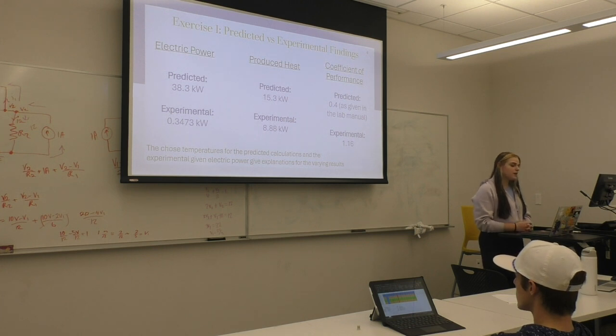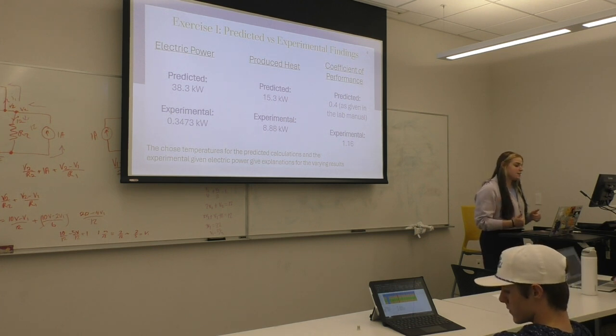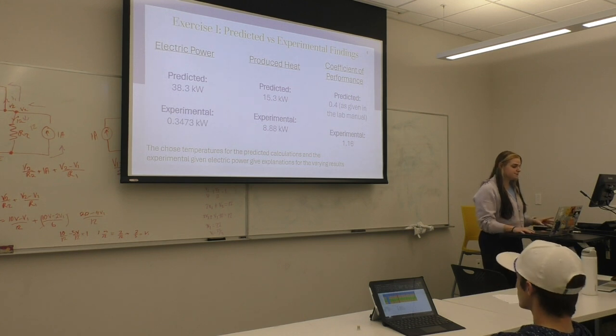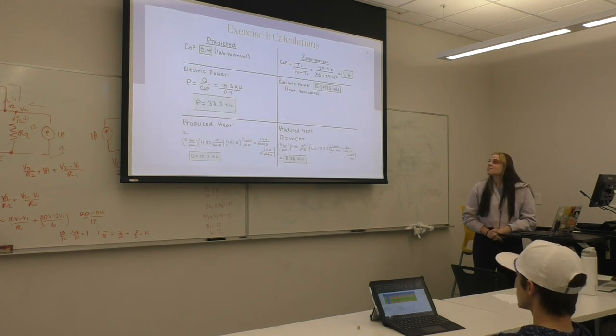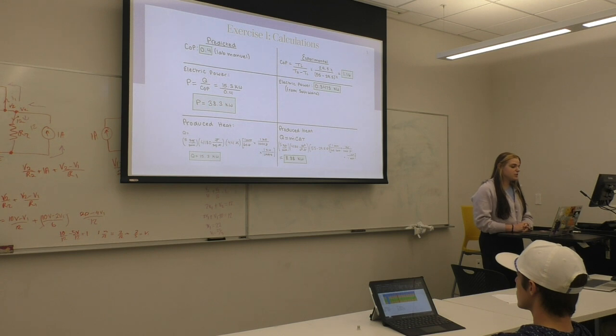Same with the electrical power and coefficient of performance. It did end up being better than what we originally intended. So these are the calculations that I used. Again, it's the predicted versus the experimental, just to see how the differences worked out. I think the biggest reason the numbers were different was that I was just using arbitrary temperatures, rather than the actual temperatures that we used to find the coefficient of performance, which leads into a better coefficient of performance and a better produced heat.